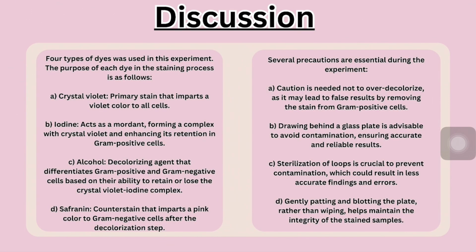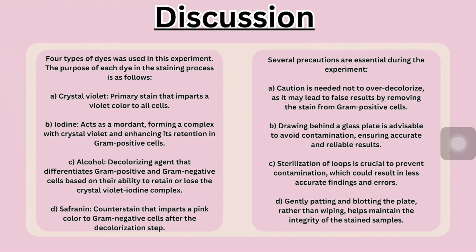In this experiment, we use 4 types of dyes. The purpose of each dye in the staining process is as follows. The first one is crystal violet, which is the primary stain that imparts a violet color to all cells. The second one is iodine, which acts as a mordant, forming a complex with crystal violet and enhancing its retention in gram-positive cells.